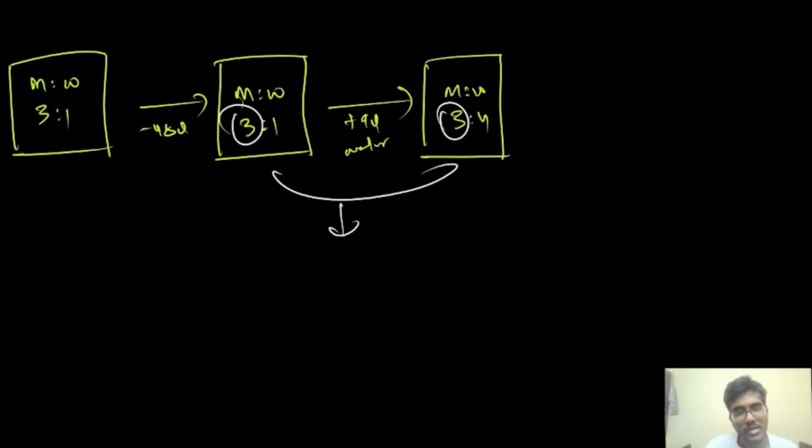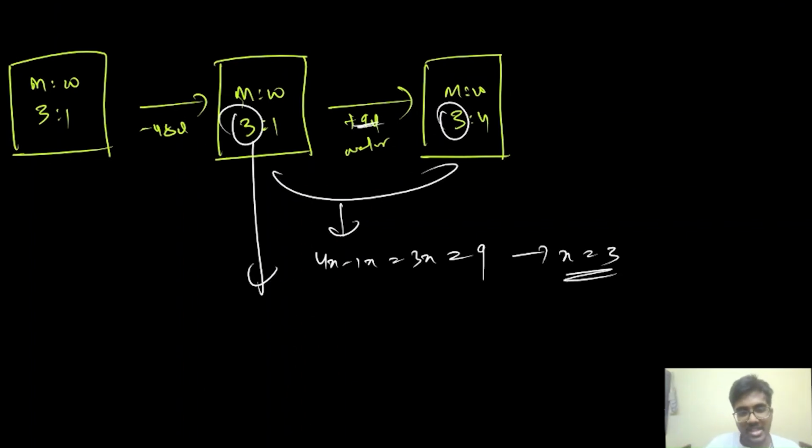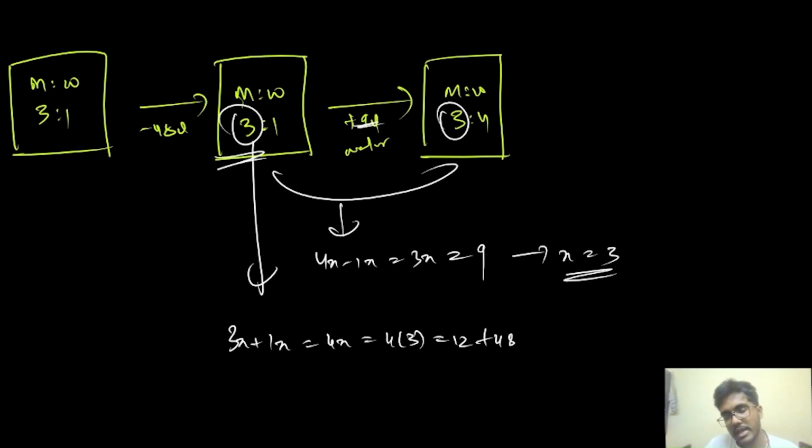So what is the difference between the water quantity in the second box and the third box? That is 4x minus 1x, that is equal to 3x, and this is basically nothing but 9 liters, right? So from this you get the value of x to be equal to 3. Now what is the quantity here? That is 3x plus 1x, that is equal to 4x. So that is 4 into 3, that is equal to 12. That is the quantity here. And how did you get that? After removing 48 liters. So add 48 to this, you get the value here, that is 60 liters is the answer. Okay, I hope you people have understood.